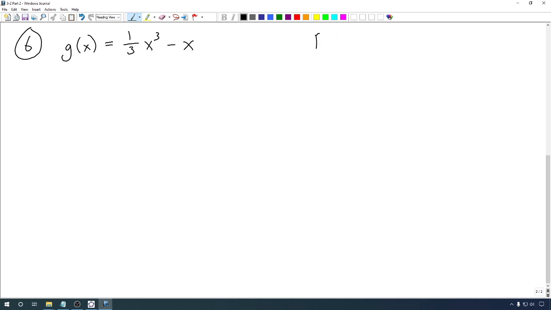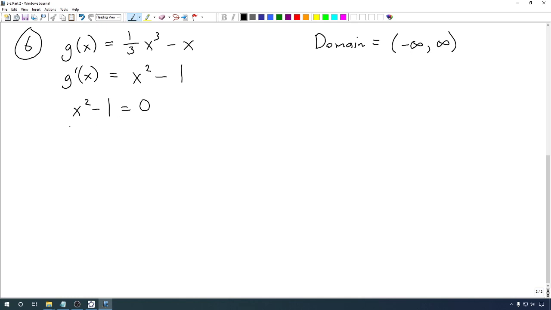Like before, we'll go ahead and identify its domain. Because this is a polynomial, it's going to be domain all real numbers. We still proceed the same way. We start with the derivative. So the derivative of this, well, the x cubed becomes a 3x squared, but the 1/3 there gets rid of the 3. So we're just left with an x squared for that part. And then the minus x becomes a negative 1. Of course, we're setting this equal to 0.